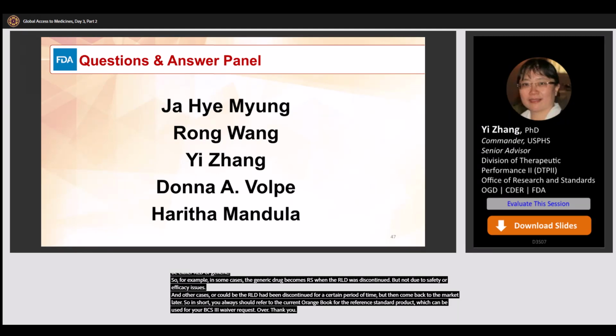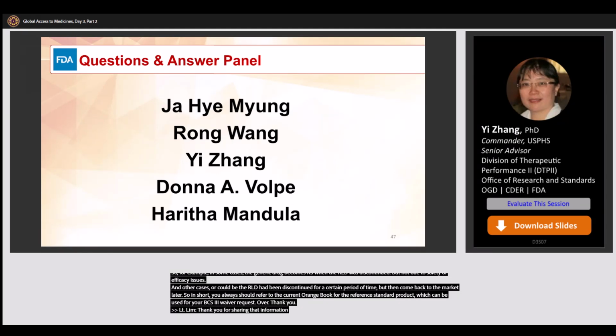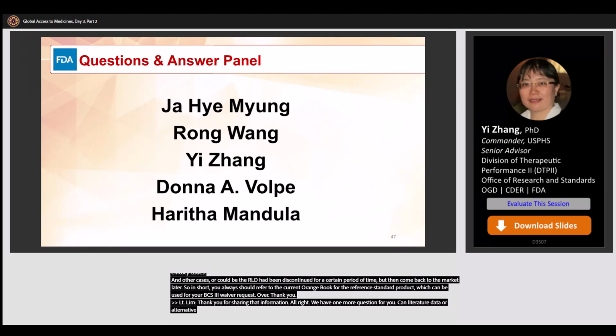Thank you for sharing that information. All right, we have one more question for you. Can literature data or alternative scientific justification for solubility be used as pivotal data to qualify a drug substance for a BCS3 based biowaiver?